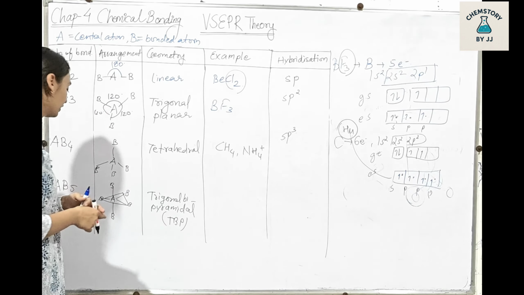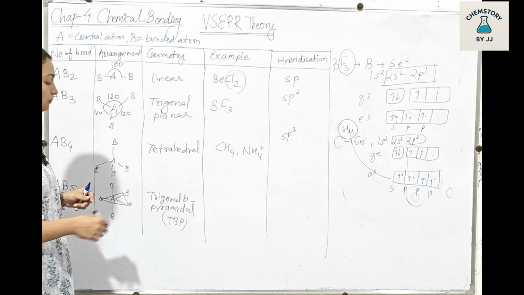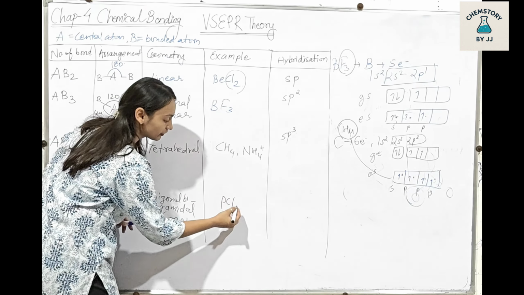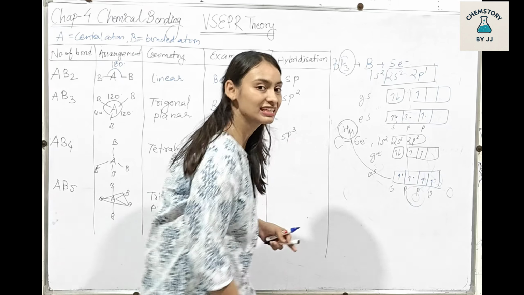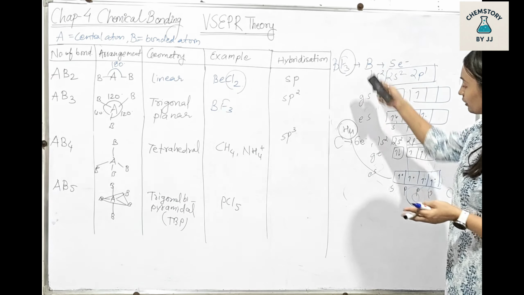It's what I call it. Right? It is TDP. And the basic example for it would be VSEPR. Right? For the hybridization, what we are going to do? Same thing which we did with BF3 and CH4.